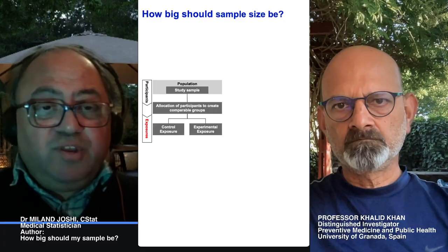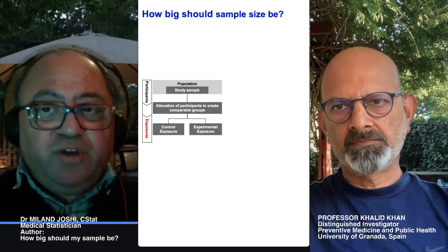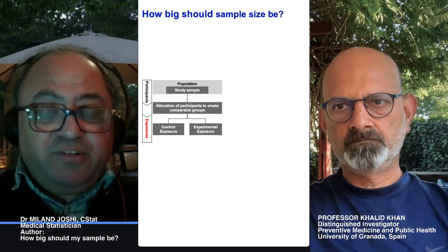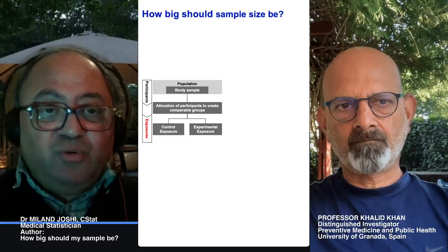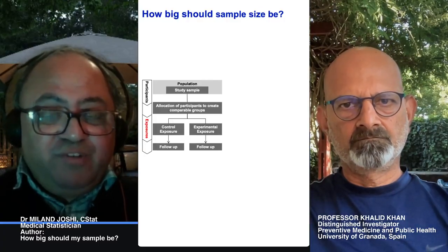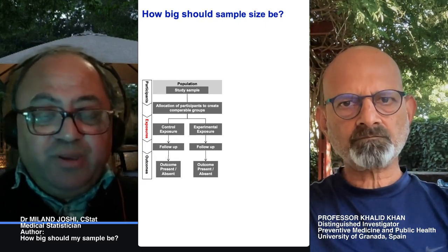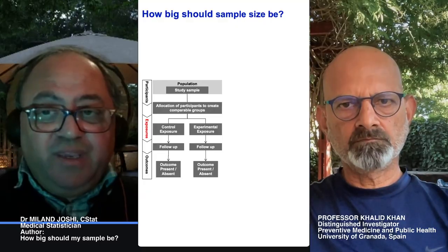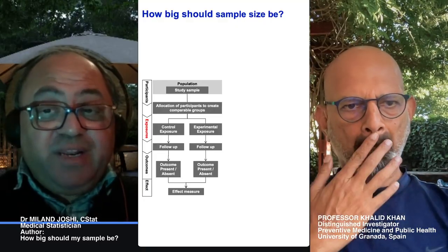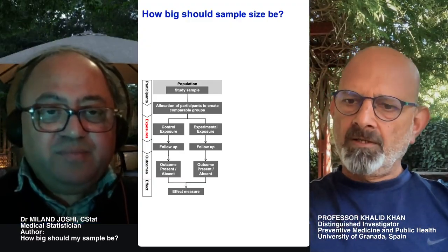Sure. The reason that we allocate interventions at random is that we want the groups to be comparable in everything except the intervention. This enables us to prove causation. So we allocate treatments to a control group and to an experimental group, and we follow them up. We then measure the outcome in each group, and we hope that the difference that we pick up, which is the effect measure, will in fact be a clinically important difference that we hope to prove. Okay, thank you, Miland, for that.